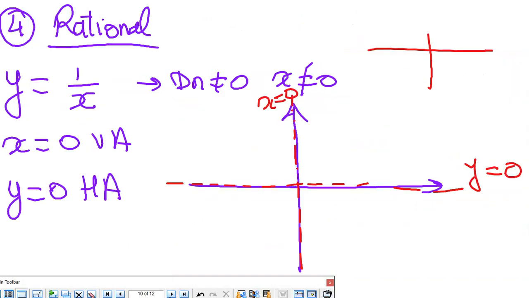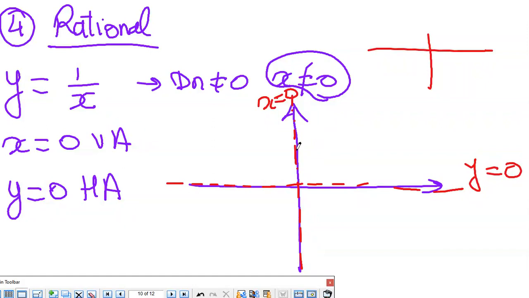Let's move now to the last one, the rational one. It's a little bit more complicated. The rational function, guys, it's 1 over x. First, I need to find the domain. Denominator not equal to 0. It means x is not equal to 0. It means this one, x equal to 0, becomes a vertical asymptote. Because I cannot find a value of y for x equal to 0. So we call it a vertical asymptote.